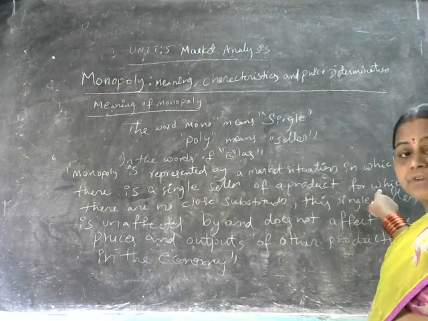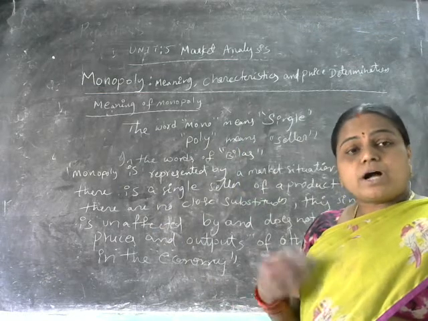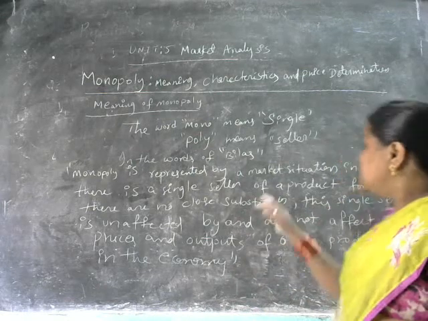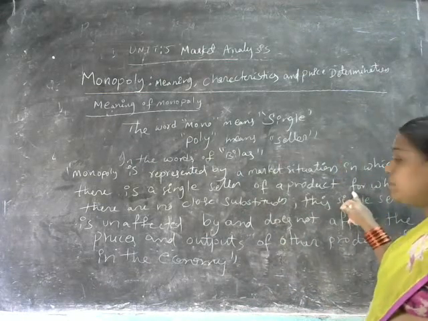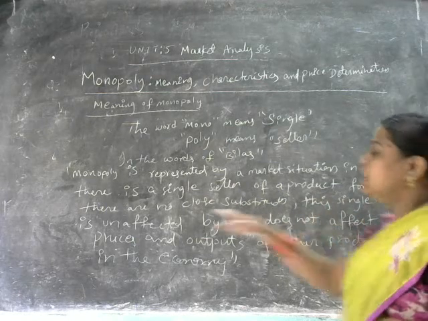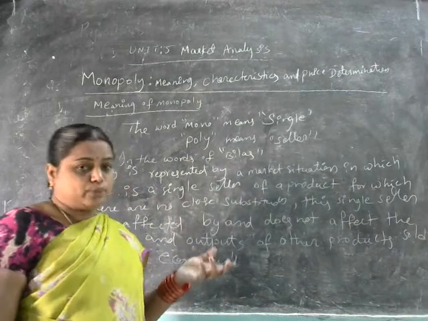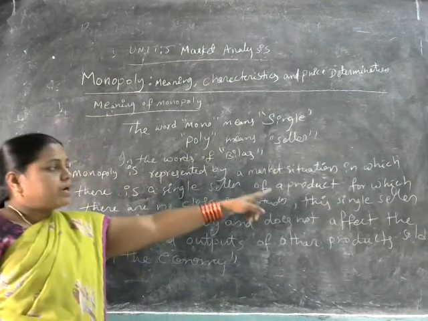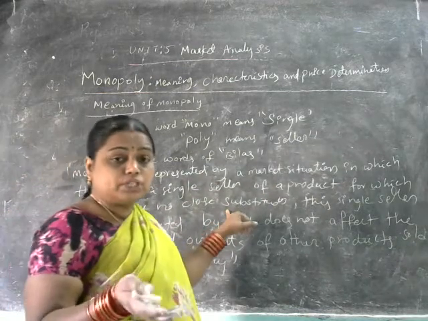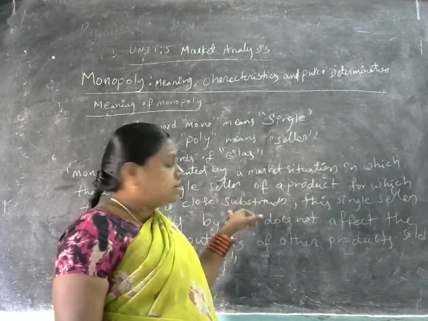For which there are no close substitutes. So there is a single seller. He is going to be the single seller of a product for which there are no close substitutes. The product which he is going to be selling, no close substitute will be available for that particular product by the seller in this particular market.